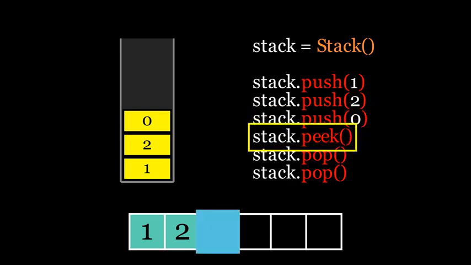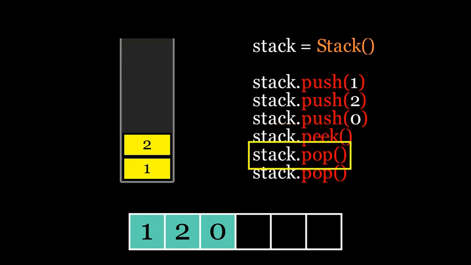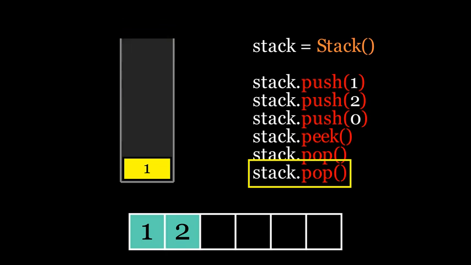Then, the peek operation will simply return the top element of the stack, which corresponds to the last element of the array, also in constant time. Finally, removing an element involves deleting the last element from the array, which is another constant time operation.